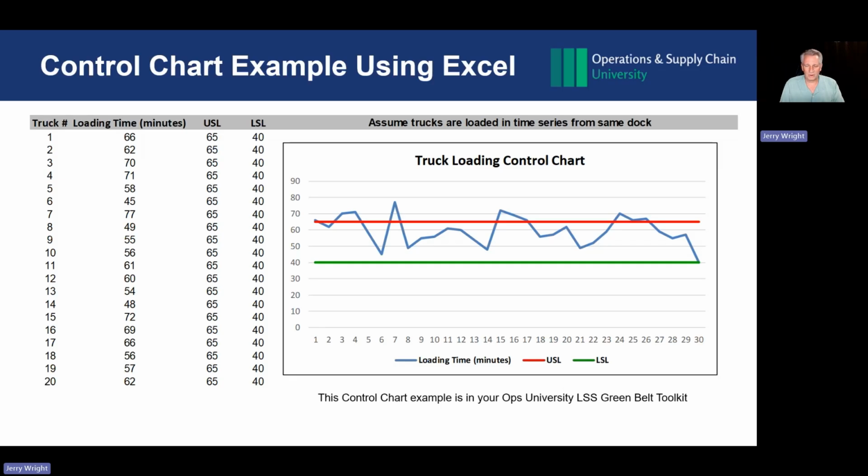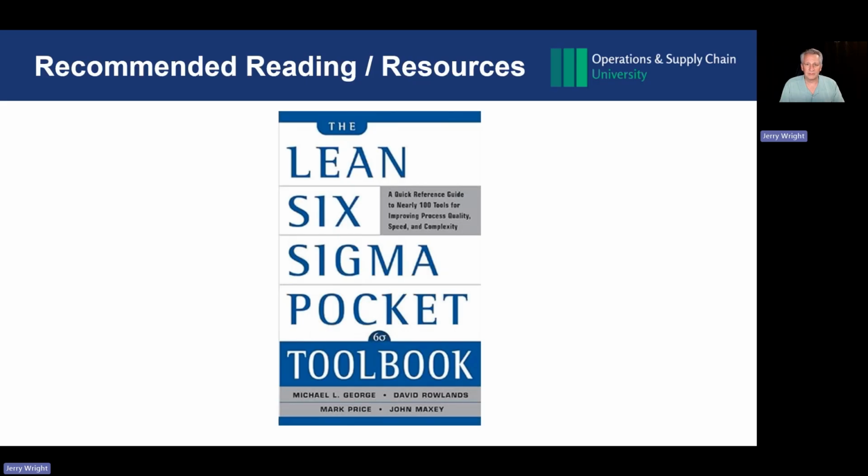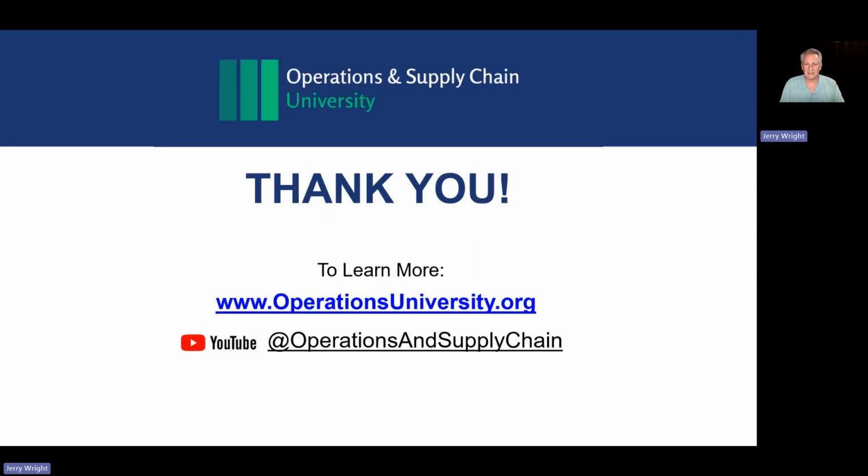So again, these are great tools to use. This example is in your Ops University Lean Six Sigma Green Belt Toolkit. If you want to learn more about creating control charts, more about time series plots, maybe run charts, individuals, moving ranges, there are a lot of different choices out there that you may want to seek. This is a great reference for you: the Lean Six Sigma Pocket Toolbook. Along with Excel, you can do some amazing things related to tracking variation. That's it for variation, time series plots, run charts, and control charts.